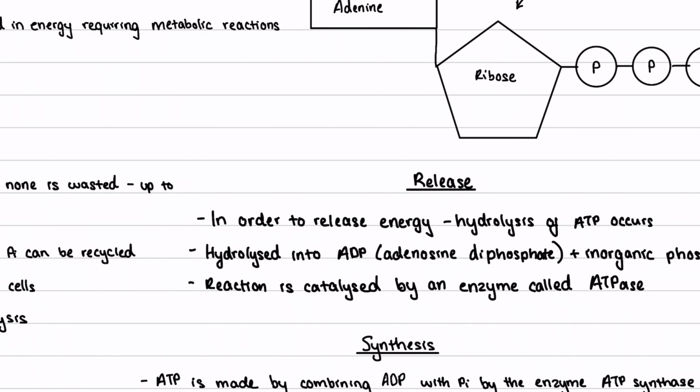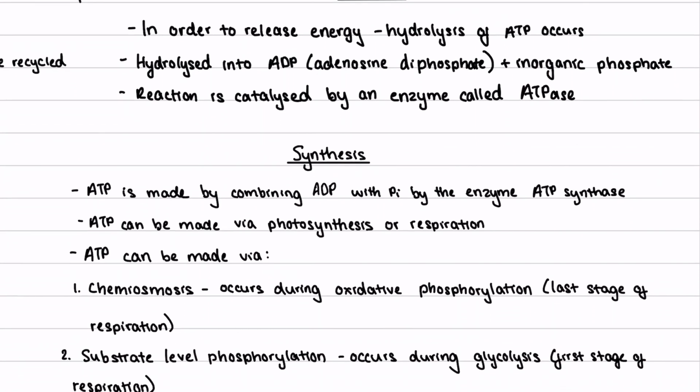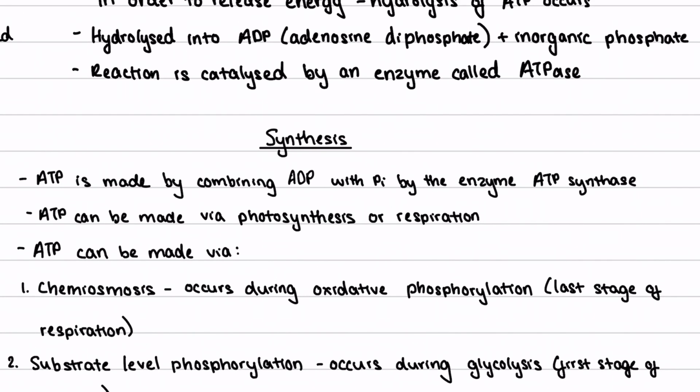So, how does ATP release energy? In order to release energy, a hydrolysis reaction occurs, and ATP turns into adenosine diphosphate and an inorganic phosphate. This reaction is catalyzed by the enzyme called ATPase. Now, how is ATP made? It is made by the combining of adenosine diphosphate and an inorganic phosphate by the enzyme ATP synthase.